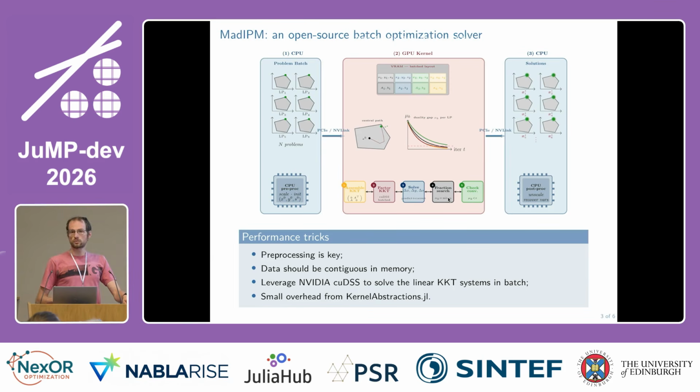Then we just apply a fraction to boundary to stay strictly feasible during the iteration, and we proceed to the next iteration. And we stop as soon as we have converged. So I think if you are familiar with IPM, you recognize the classical IPM algorithm right there. The only difference is the IPM is working entirely on the GPU using CUDSS.